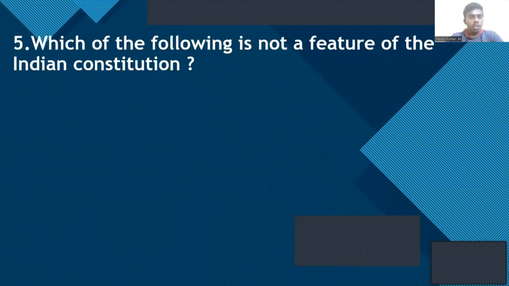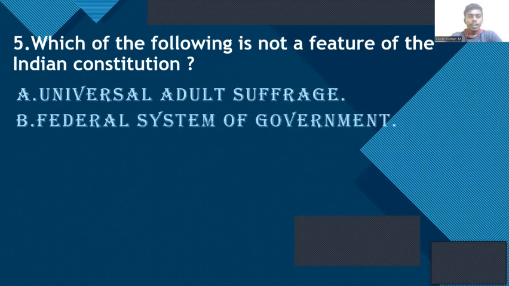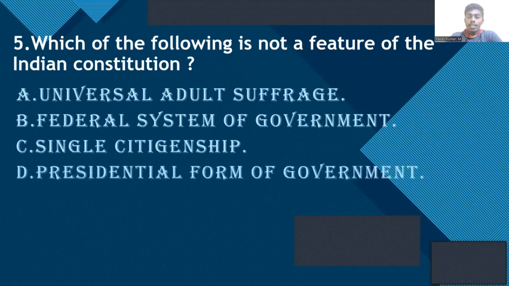Coming to the next question, which of the following is not a feature of the Indian Constitution? Options are: option A, universal adult suffrage; option B, federal system of government; option C, single citizenship; option D, presidential form of government. And the answer will be option D, presidential form of government.